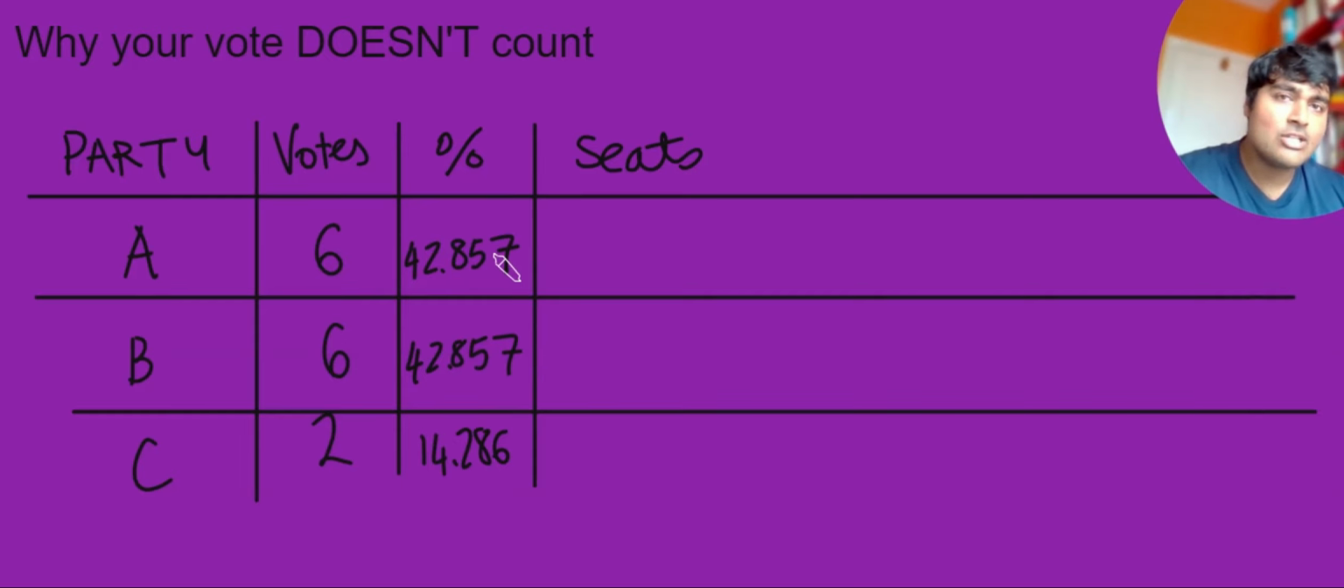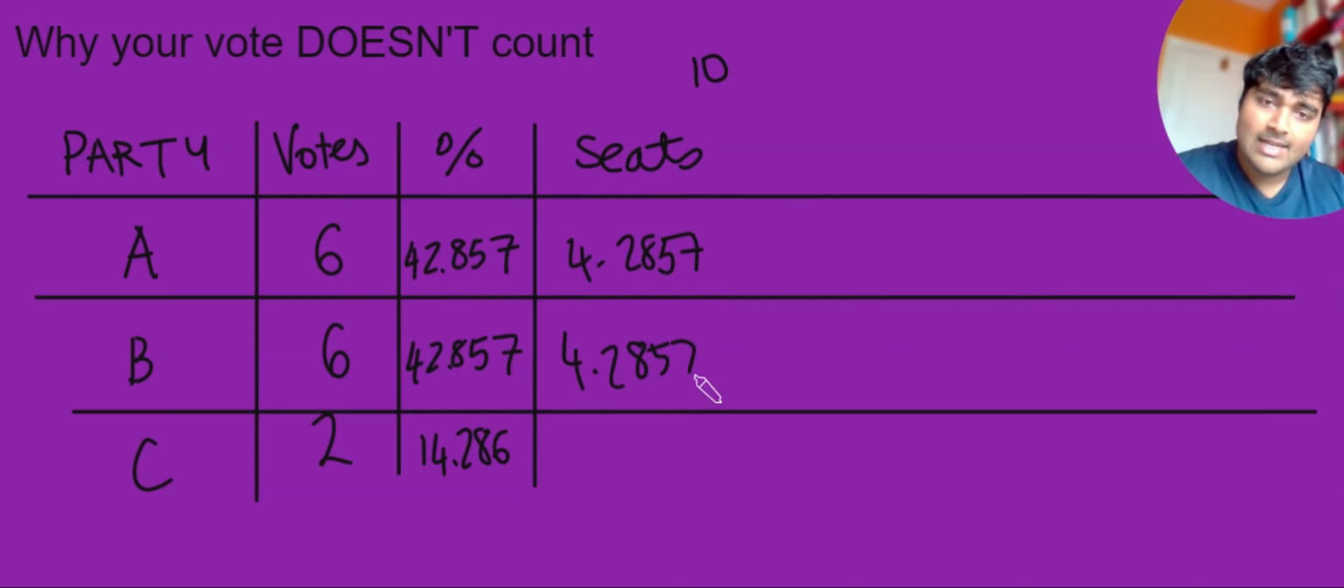Okay, and let's imagine Parliament has just 10 seats. Well, what's 42.857% of 10? That's 4.2857, and so on. Same thing here. And then this one would be 1.4286 seats. Okay, and we're going to work out which ones do we round up, which do we round down? So we've got 10 seats here.